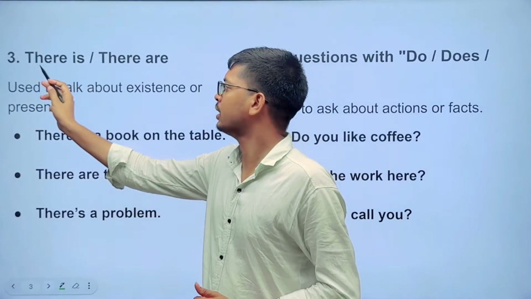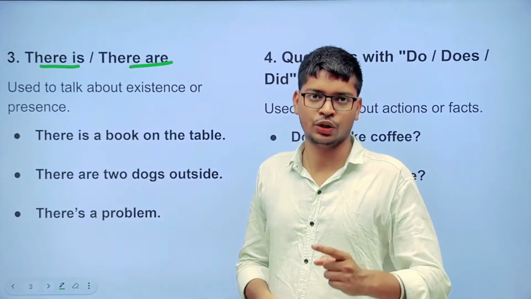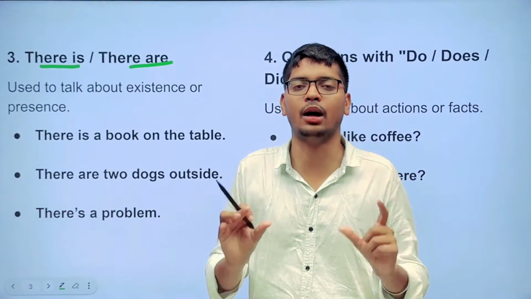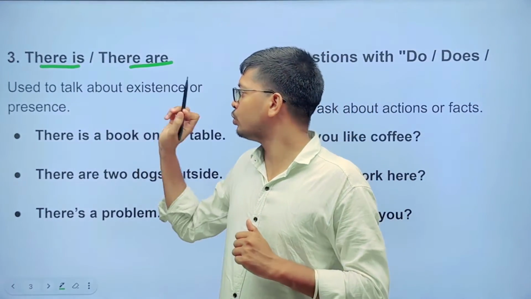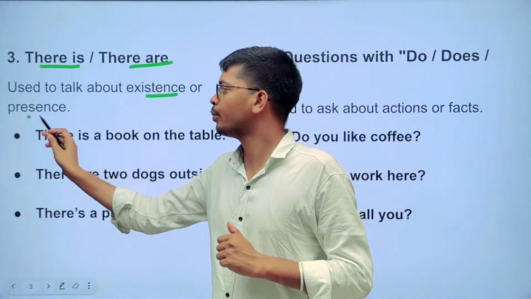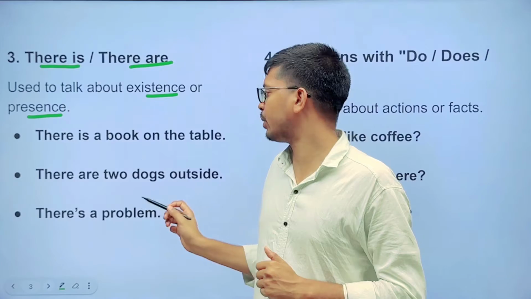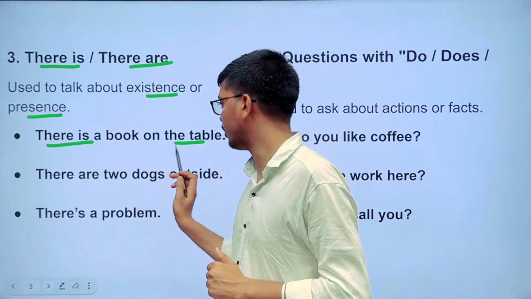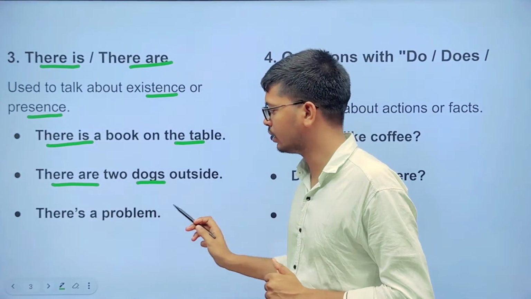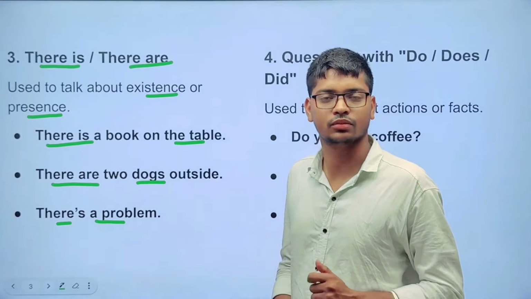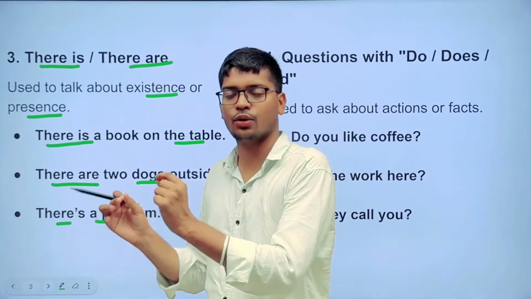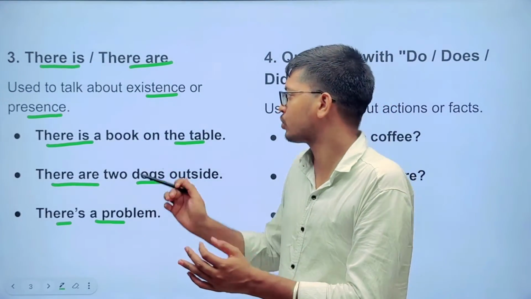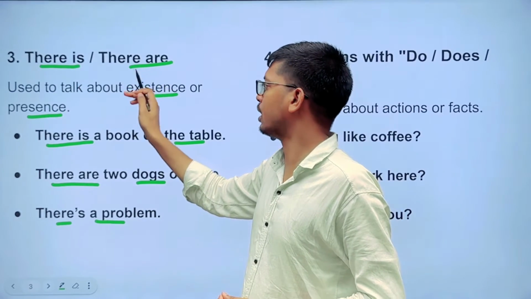The third method is there is or there are. Using there is or there are, you can also create new sentences like an American person. For example, you use it to talk about existence or presence. For example, there is a book on the table. There are 2 dogs outside. There is a problem. So you can use there is or there are in the place of the subject.